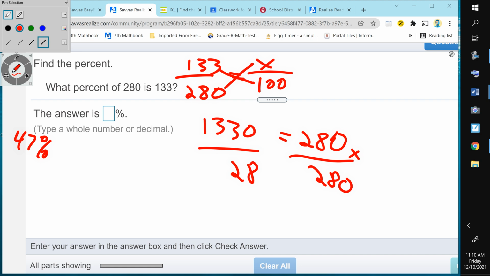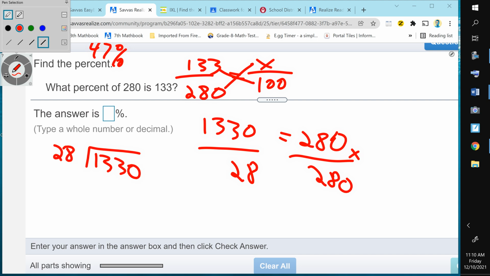I'm going to do my math right here. Top number, when you divide, is going to go under the roof. 28 will not fit into 13. It will fit into 133. How many times? I have no idea. That's a little bit too much, so it's going to be 4. 28 times 4 is going to be 112. That's going to give me that.